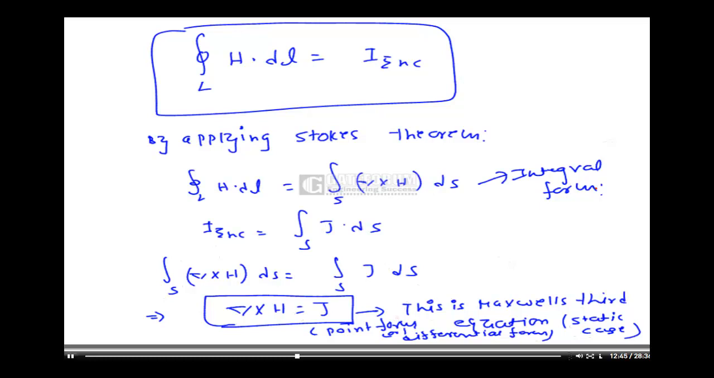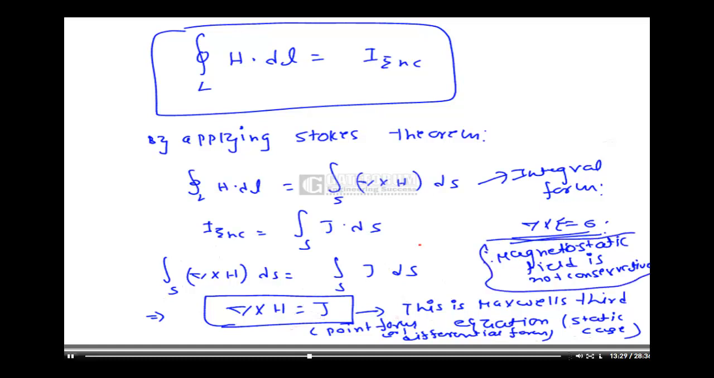So the magnetostatic field is not conservative. The magnetic field is always a circulating field, whereas del cross E for the static case is 0. We already discussed that del cross E is equal to 0, that is a conservative field; the electric field is not a circulating field. Whereas del cross H is equal to J, that is not equal to 0, which means it is not a conservative field. Therefore the magnetostatic field is not conservative, that is, it is a circulating field.